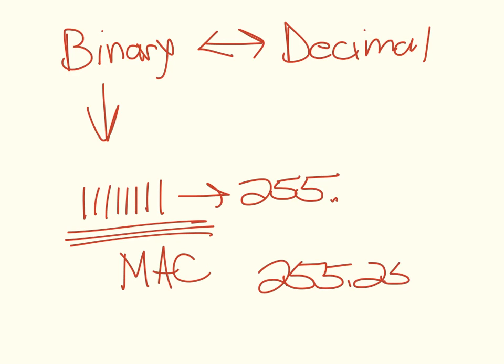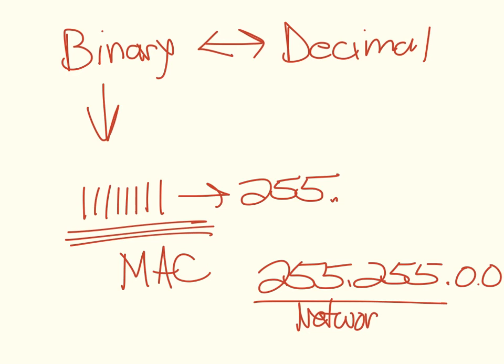255, 255. If we have a mask like this, this part then would be the network, and all that would be the host.